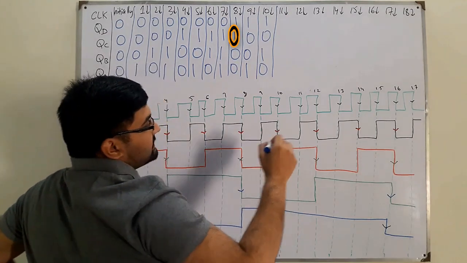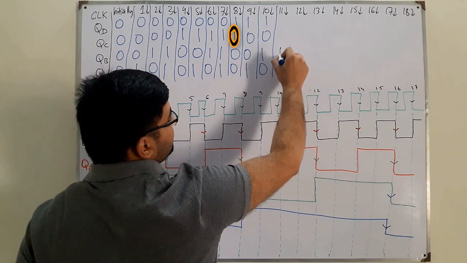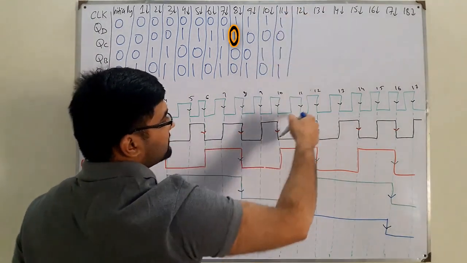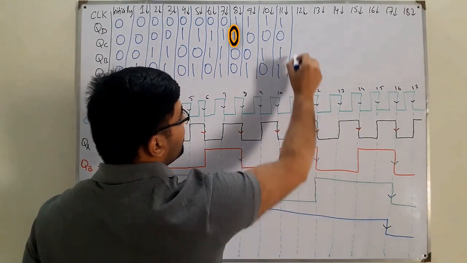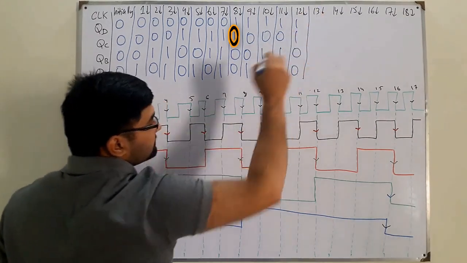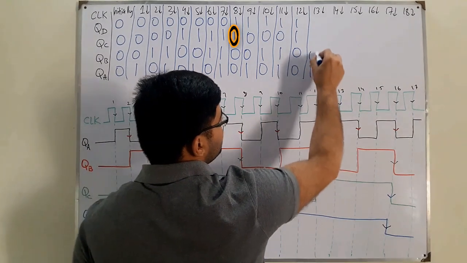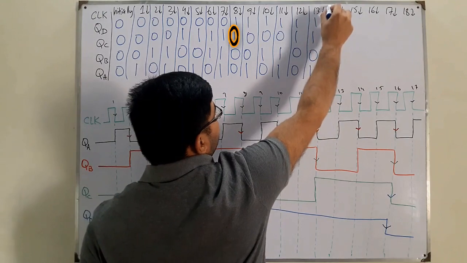For the 11th, QA goes high, QB is still high, QC is still low, and QD is still high. For the 12th, QA goes low, QB goes low, QC goes high, and QD is still high. For the 13th, QA goes high, QB is still low, QC is high, and QD is still high.